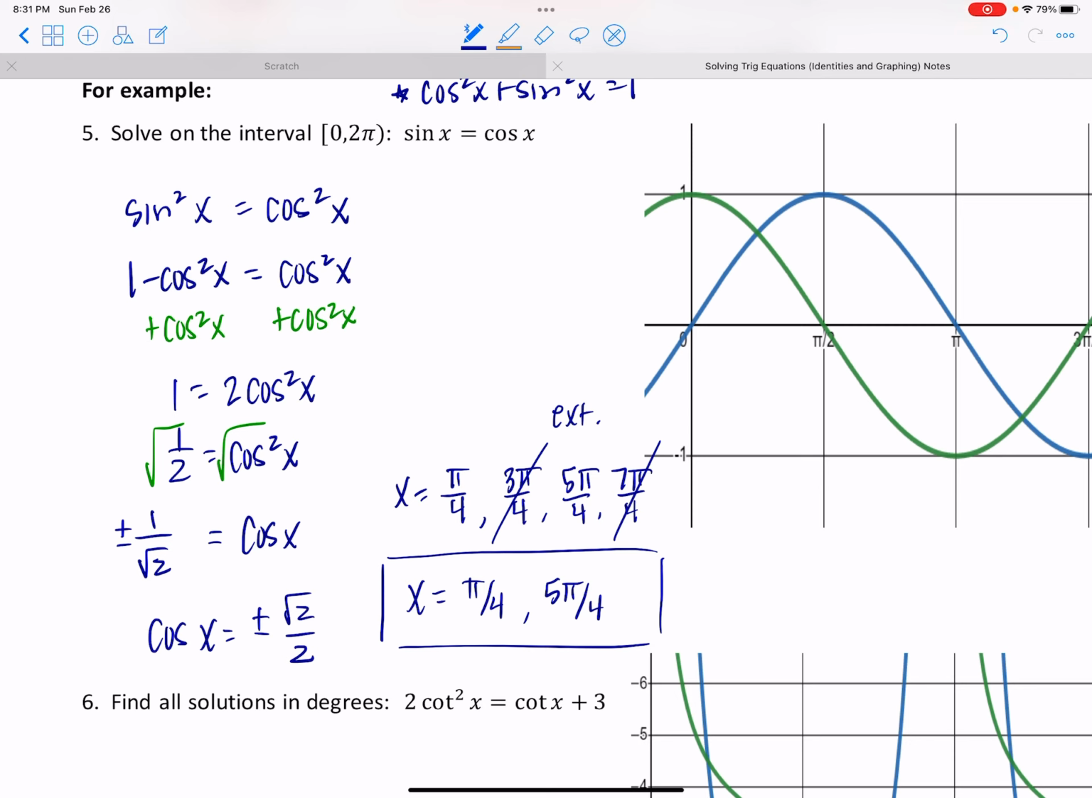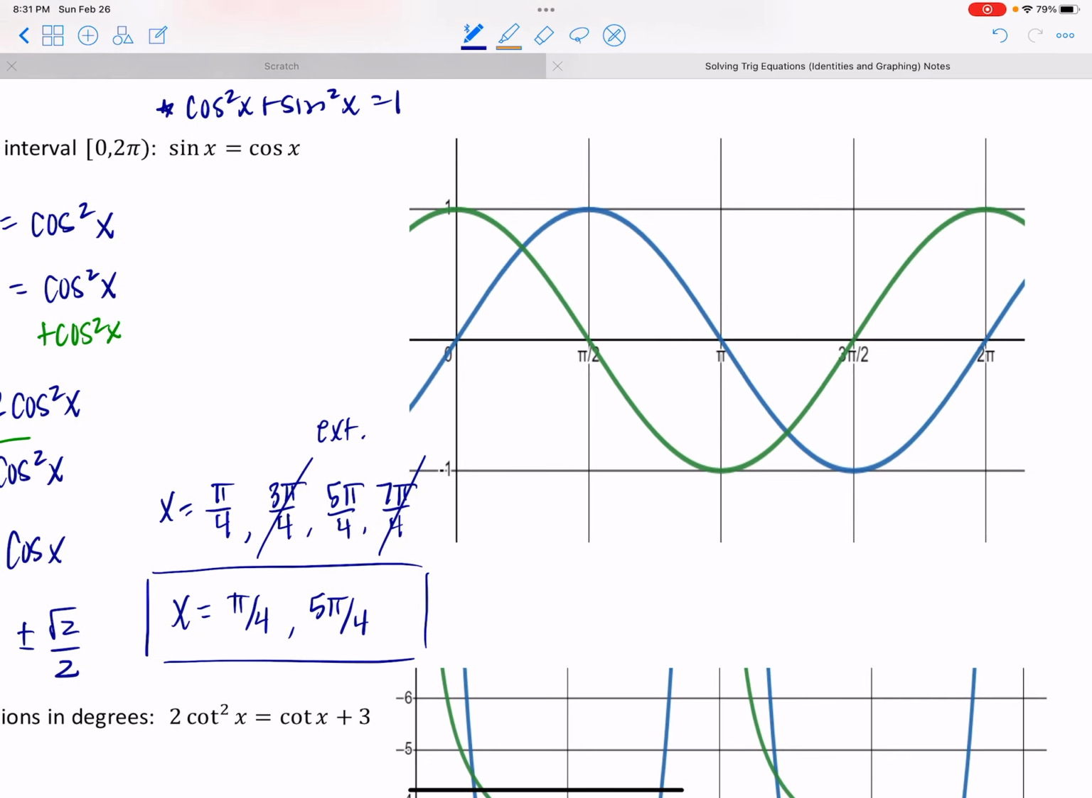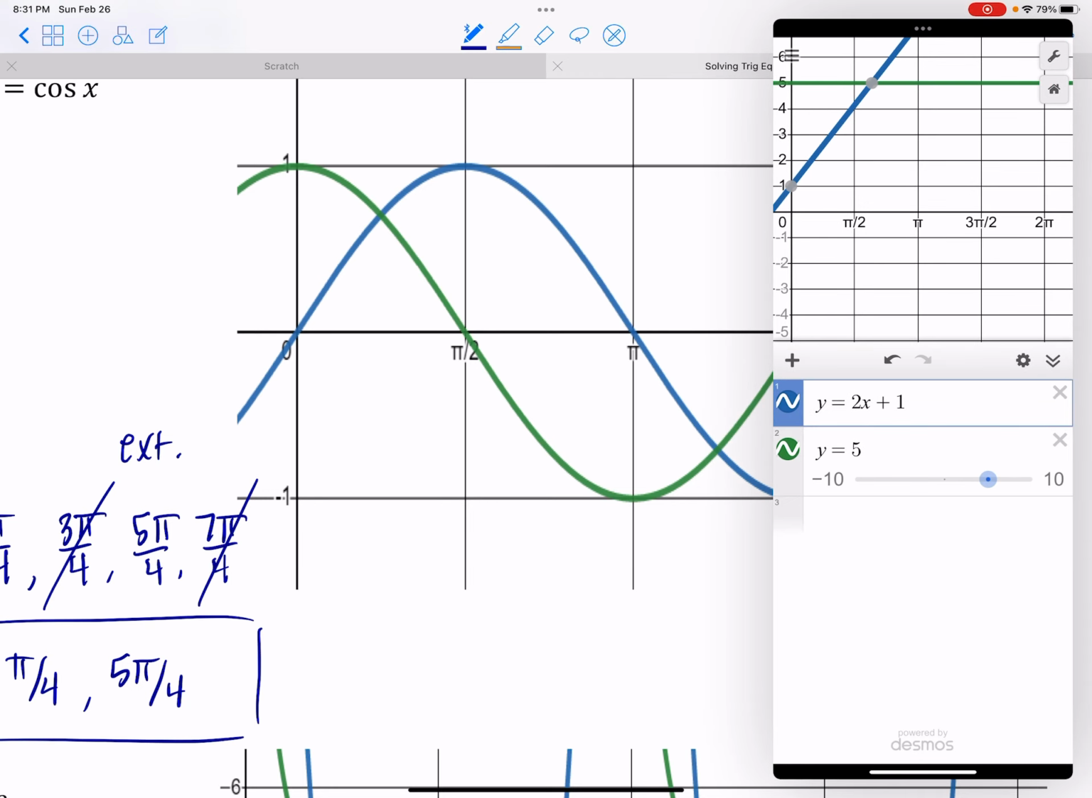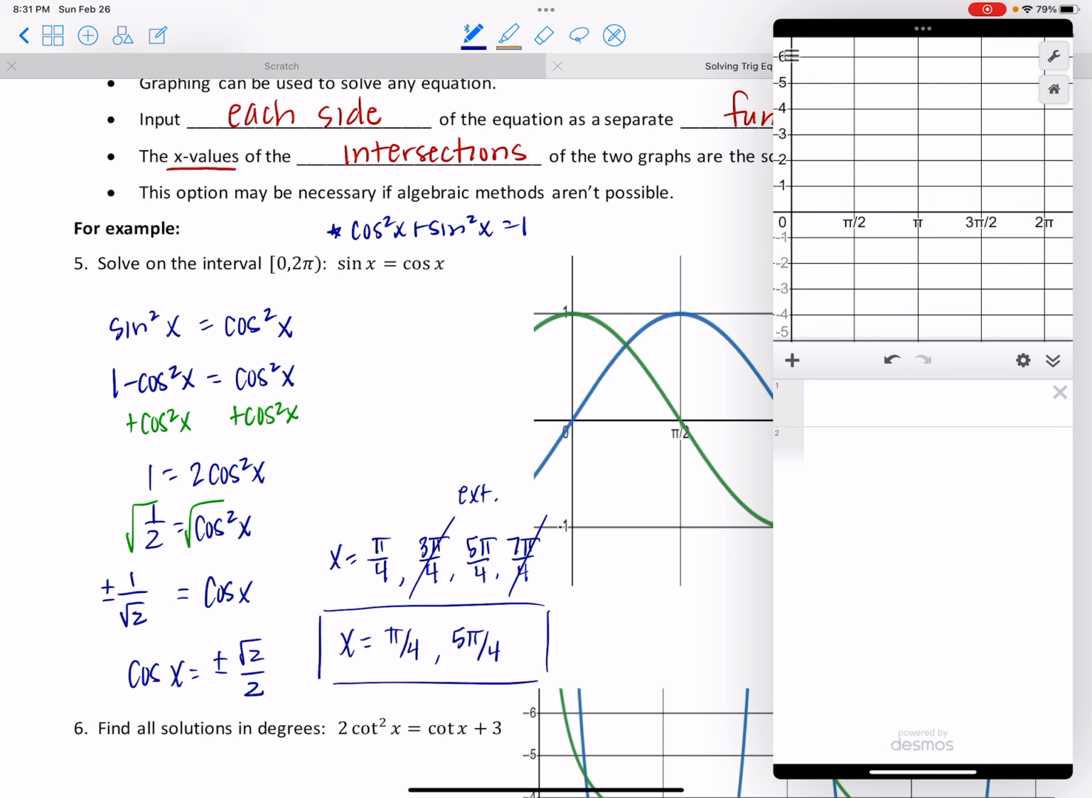Now, if you're going to solve graphically, it's so much simpler, okay? I put the graph here for you, but I'm going to do this in Desmos as well. What you would do if you wanted to solve this graphically is you would make each side its own function. So I'm going to call one side a function, y equals the sine of x, and call the other side a function, y equals the cosine of x, and graph those two things.